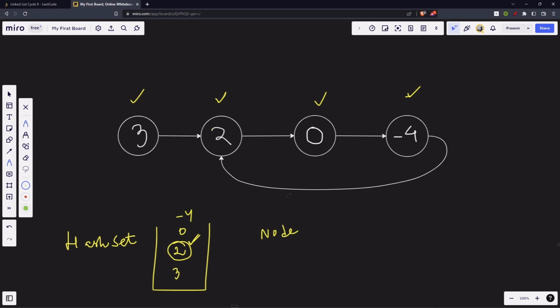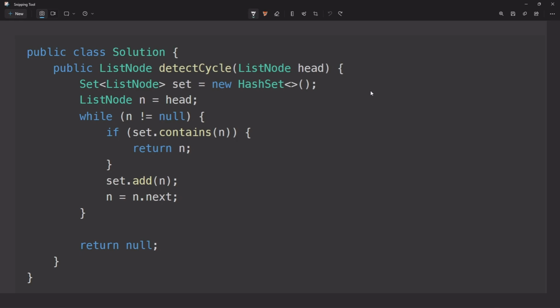Why? Because let's say this is 2 and this node's value is also 2, so this will give us a wrong answer, right? The values are same, but if these two are different nodes, their addresses are going to be different. So we have to put the whole node into our hash set in order to differentiate them. So this is the code for our naive approach.